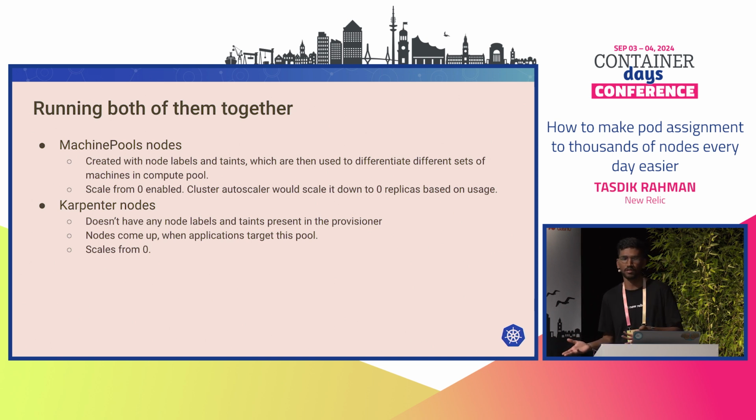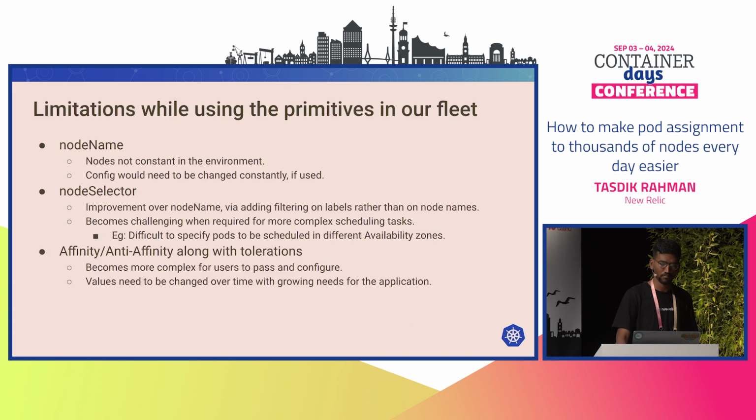Coming to Karpenter nodes, we don't really add any node labels and taints inside the provisioner, so you can imagine that when the node comes up, there is no specific application label on the node, apart from the Karpenter labels getting attached to these Karpenter nodes. And it scales from 0, again.